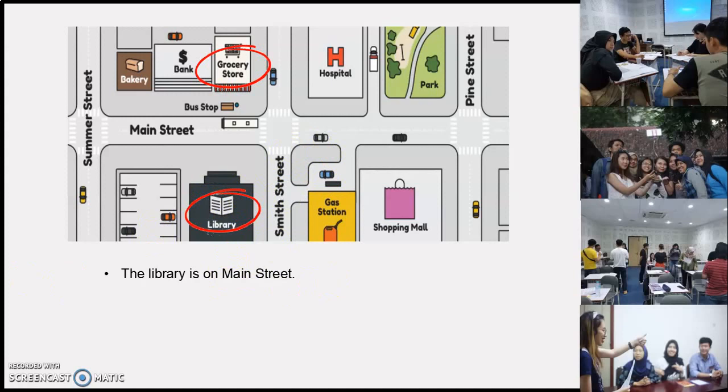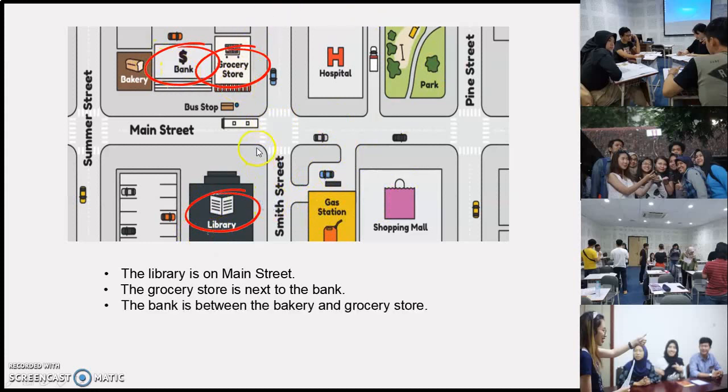Grocery store. What can we say about this place? The location especially. Grocery store is next to the bank, right? You can see it here. This one, grocery, next to the bank, is beside the bank, is near the bank. Don't say near to the bank, wrong. You have to say near the bank. What about the bank? What can we talk about this? The bank is between the bakery and grocery store.